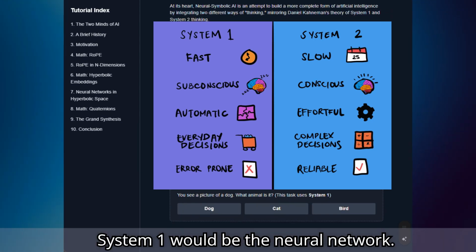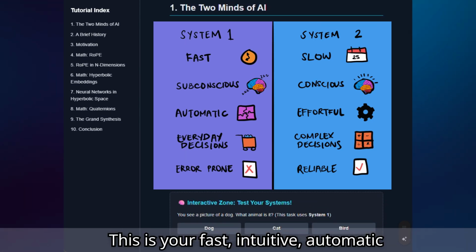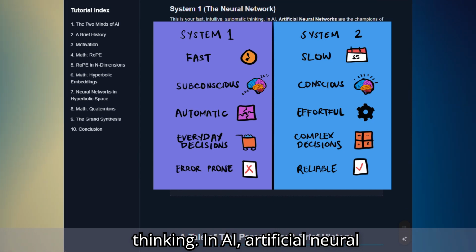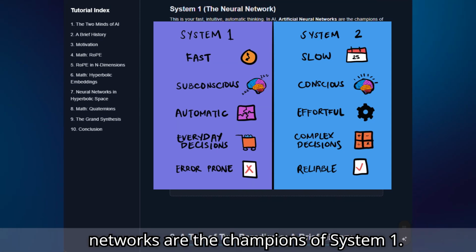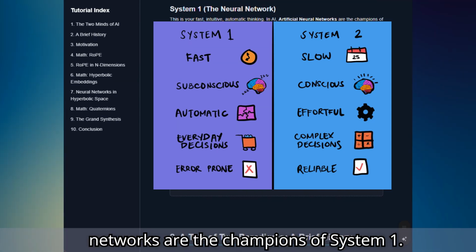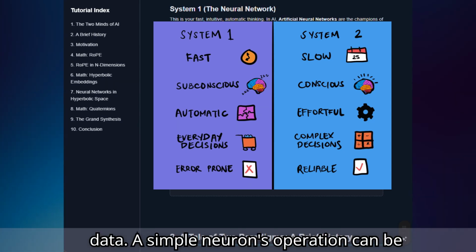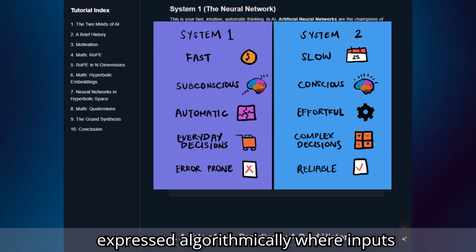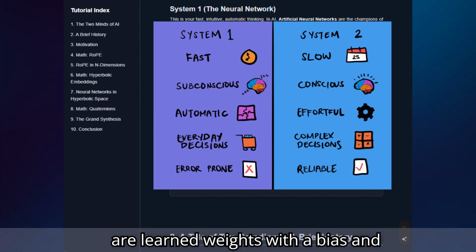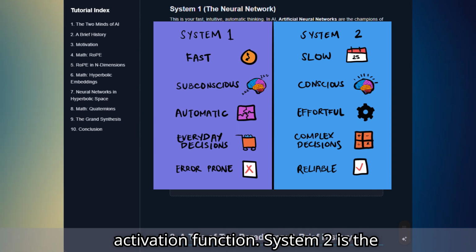System 1 would be the neural network. This is your fast, intuitive, automatic thinking. In AI, artificial neural networks are the champions of System 1. They learn patterns from vast amounts of data. A simple neuron's operation can be expressed algorithmically, where inputs are learned weights with a bias and activation function.